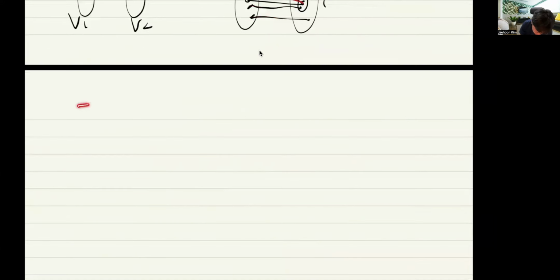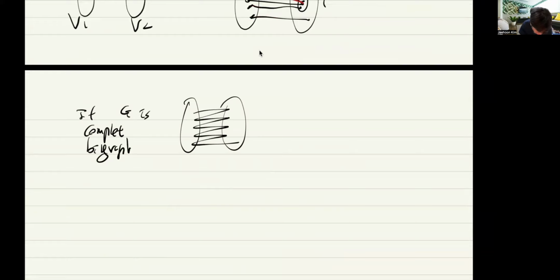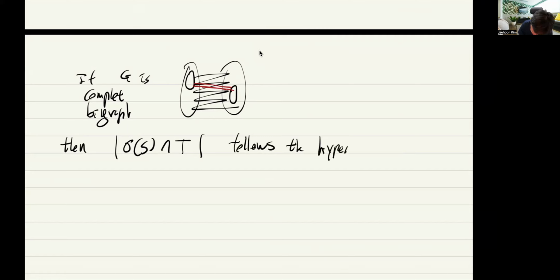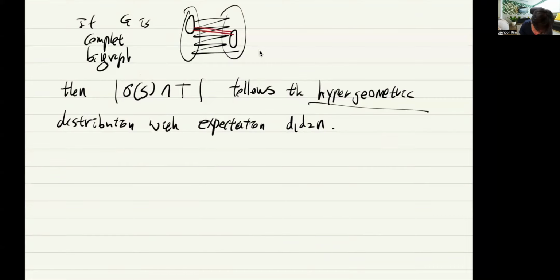Note that if G is a complete bipartite graph, then this random variable actually follows the hypergeometric distribution with the expectation D1, D2 over n. And what's the hypergeometric distribution?